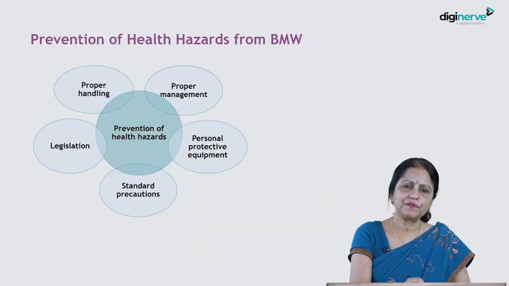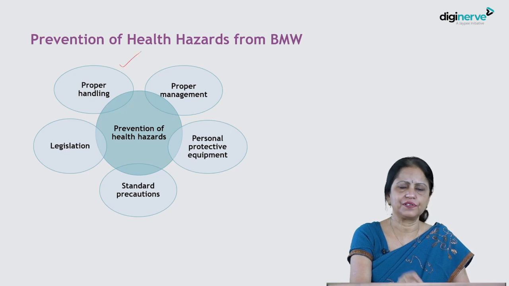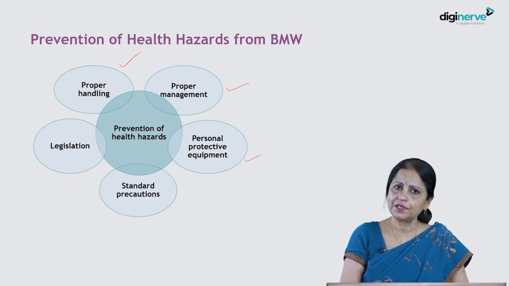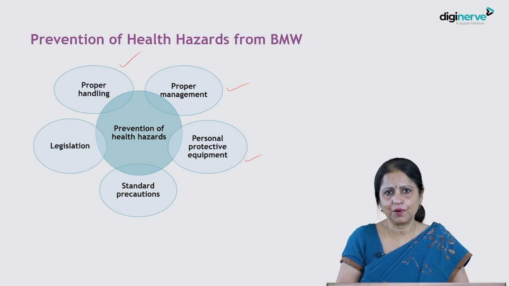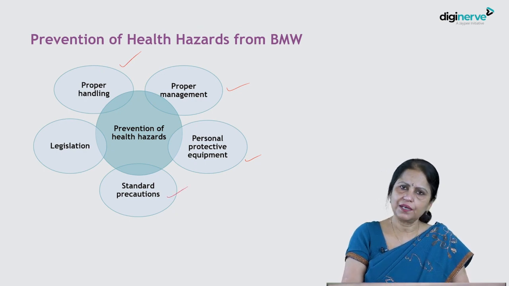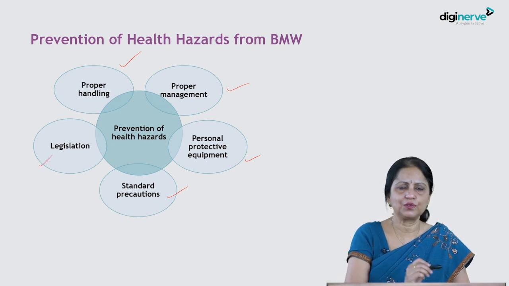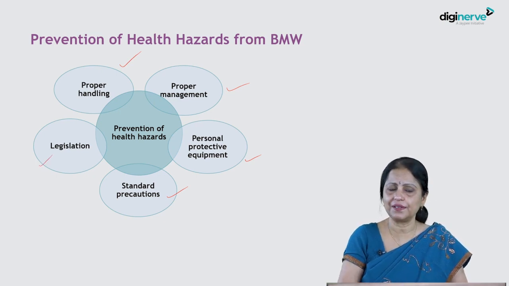So how can health hazards from biomedical waste be prevented? Can be prevented through multi-pronged strategy. First of all, proper handling, proper management, that is treatment and disposal. Then the personal protective equipment are very important in protecting the person who is handling the waste. Standard precautions need to be taken, I'll talk about that. And there is a very good legislation which should be stringently followed.